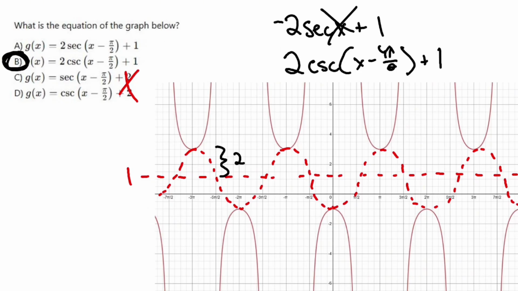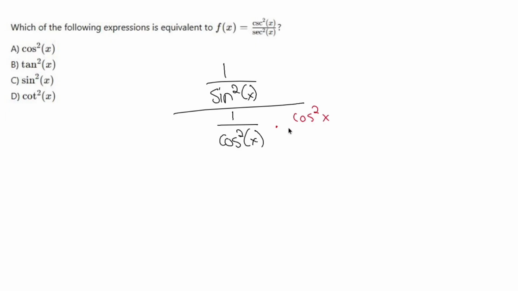So my answer here is going to be B for that very reason. Tricky, tricky. Which of the following expressions is equivalent to f of x equals cosecant squared x over secant squared x? All right, well, cosecant is 1 over sine, so cosecant squared is 1 over sine squared x. Secant is 1 over cosine, so secant squared is 1 over cosine squared x. We have a fraction over a fraction, so let's multiply the top and the bottom by cosine squared x over 1, cosine squared x over 1. That crosses all of it out and leaves us with cos squared x over sine squared x.